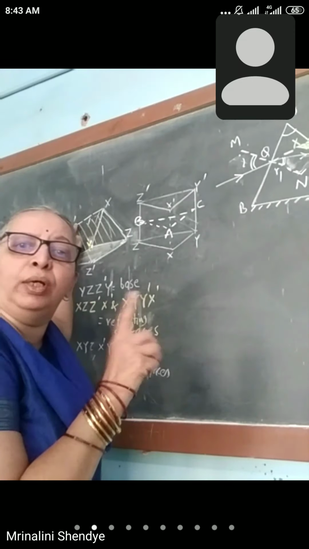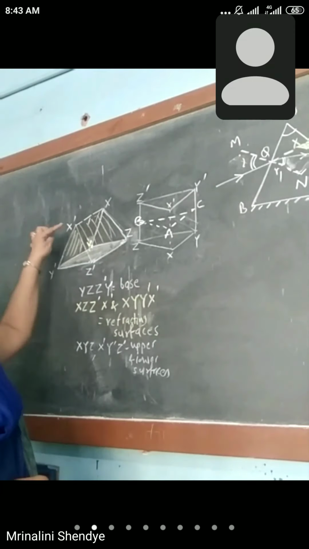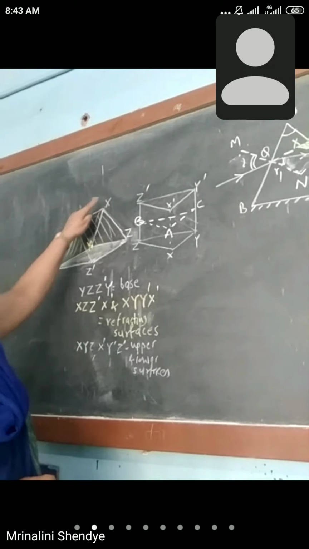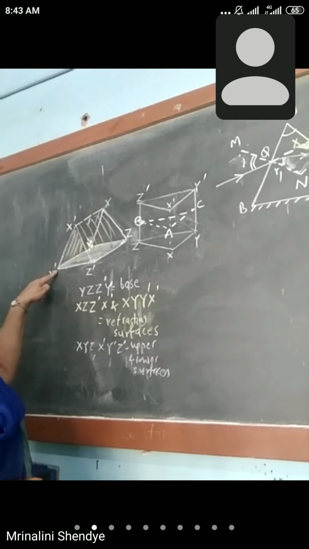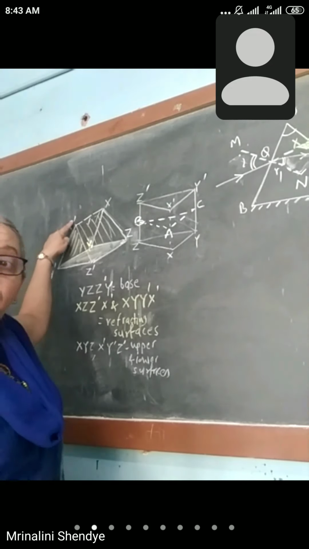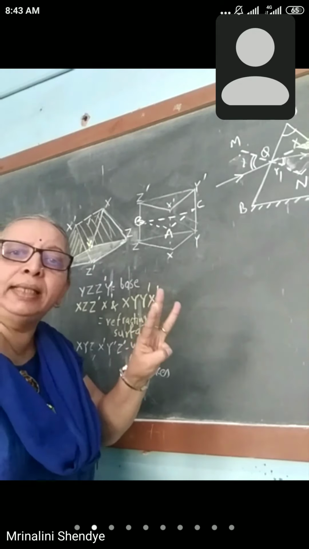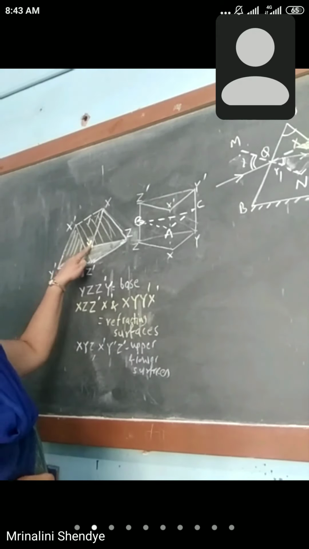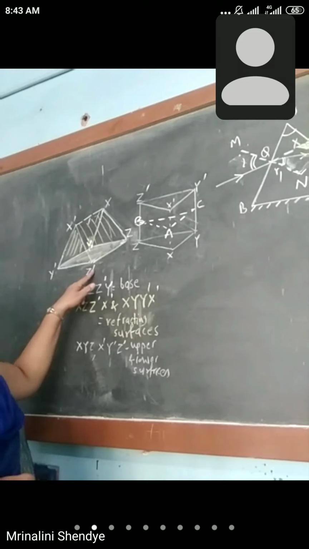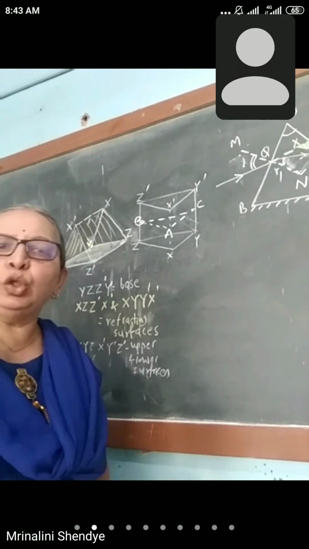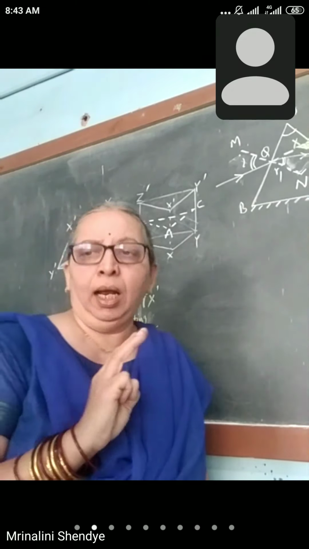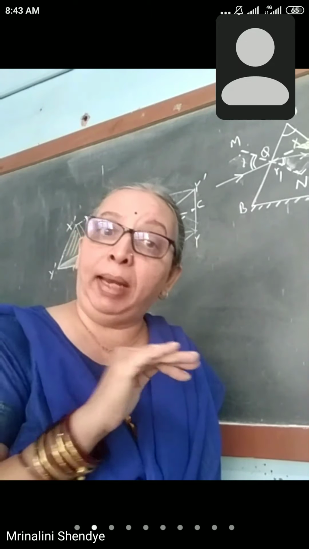So this is one face, x, z, z dash, x dash, one of the rectangular faces. Second is x, y, y dash and x dash, another one. And the third rectangular surface is y, z, z dash and y dash. So three rectangular surfaces. Out of three, one is made opaque.